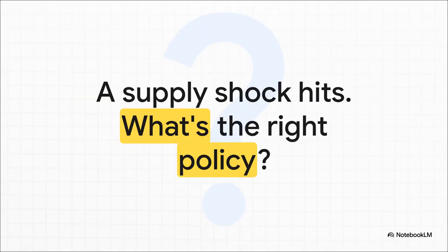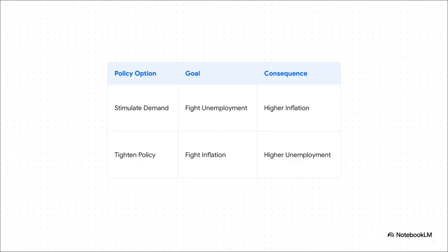And a situation like this creates a complete nightmare for the people in charge, like central bankers and governments. I mean, think about it. You've got rising unemployment and rising inflation happening at the same time. Any move you make to fix one of those problems is probably going to make the other one even worse. There are no easy choices here, only painful trade-offs. So let's look at the dilemma.